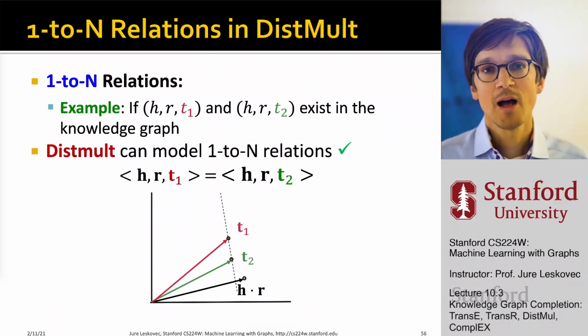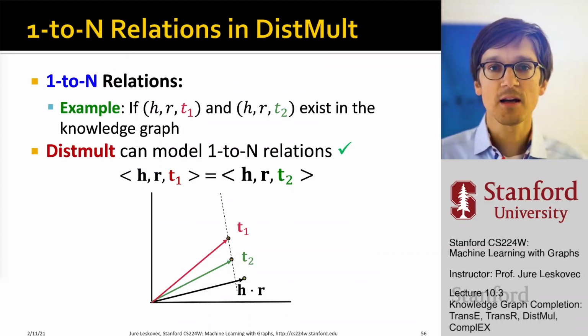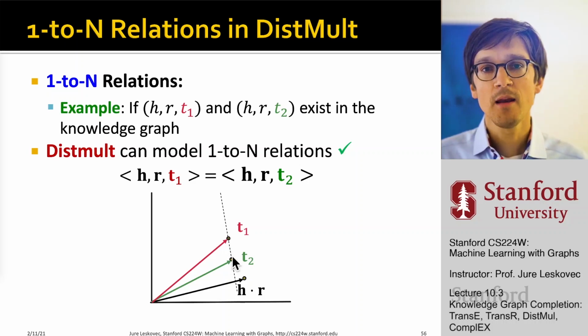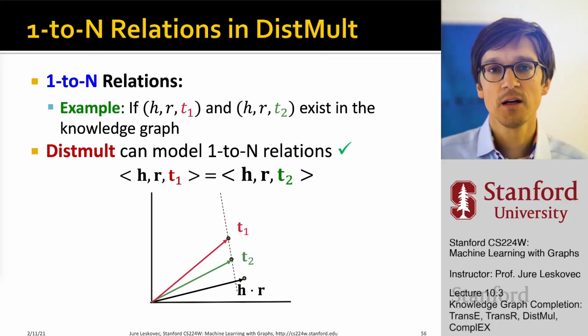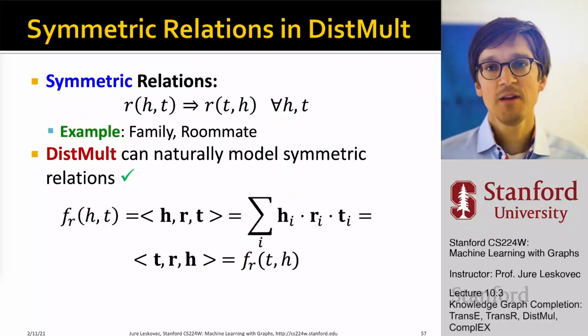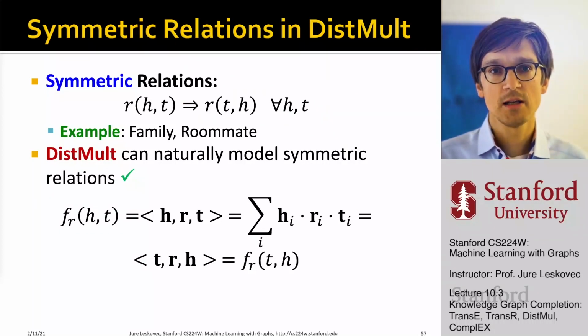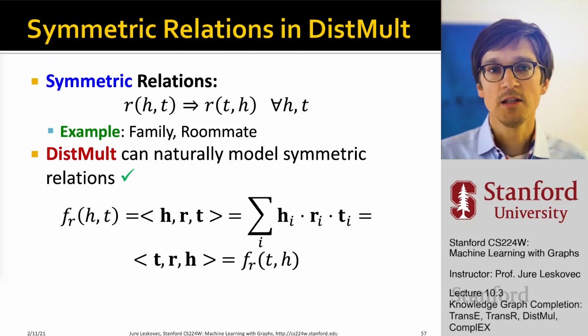So can it do one-to-n relations? Yes, it can. The reason for this is that we can think again of a hyperplane, and if I have one-to-n relations, then T1 and T2 should fall on the same side, or at the same distance from the hyperplane, and that's easy to achieve. In terms of symmetric relations, again, we can naturally model this because multiplication is commutative. So we can flip the order in which we multiply things and we'll get the same value. Because summation and multiplication are commutative, this is naturally true.